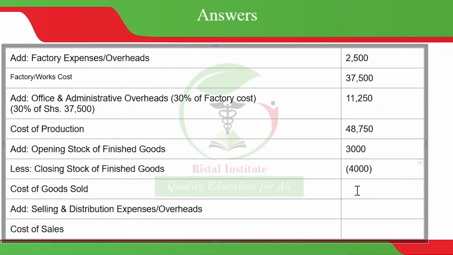And then to come up with the cost of goods sold, we say 48,750 plus 3,000 minus the 4,000. We shall get 47,750. Then we shall add the selling and distribution expense.